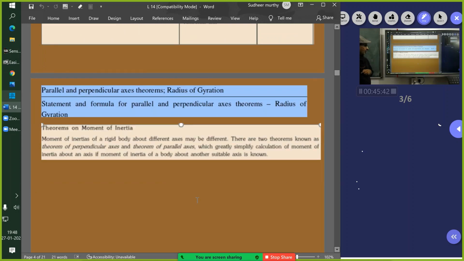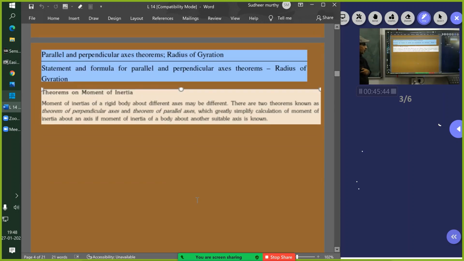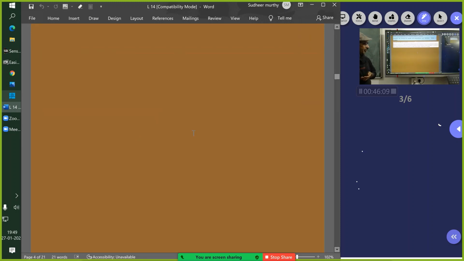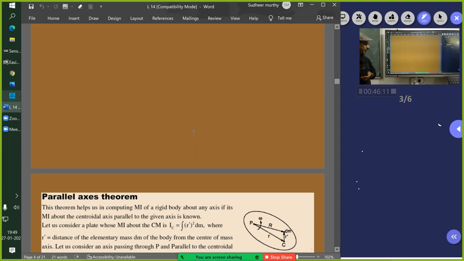Okay. So now there are two theorems on the moment of inertia. This helps us to analyze many things, and therefore these two. One is called the perpendicular axis theorem. The other one is the parallel axis theorem. This will help us to simplify the calculations. That is the main purpose of this. Anyways, we will derive these two theorems from the basics.